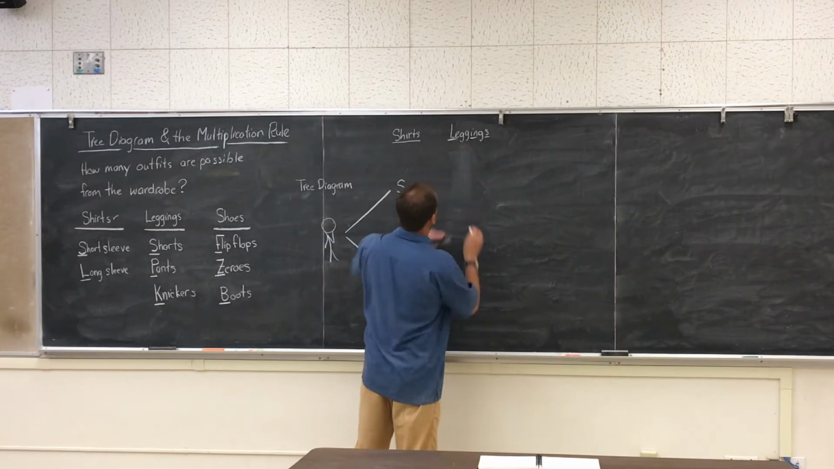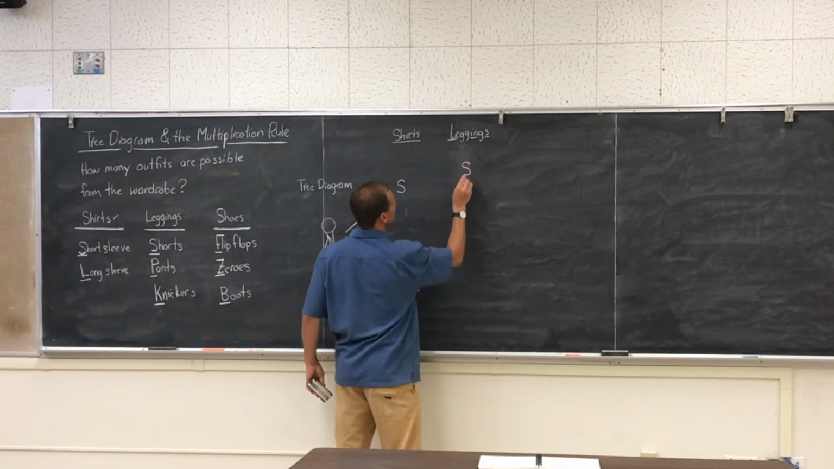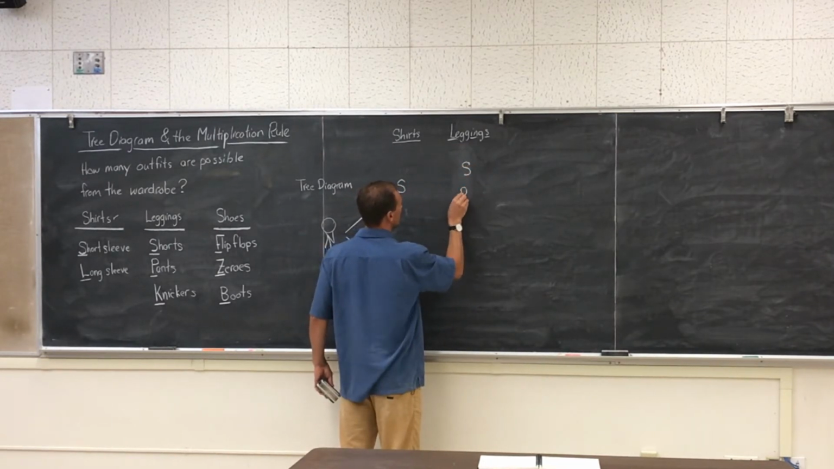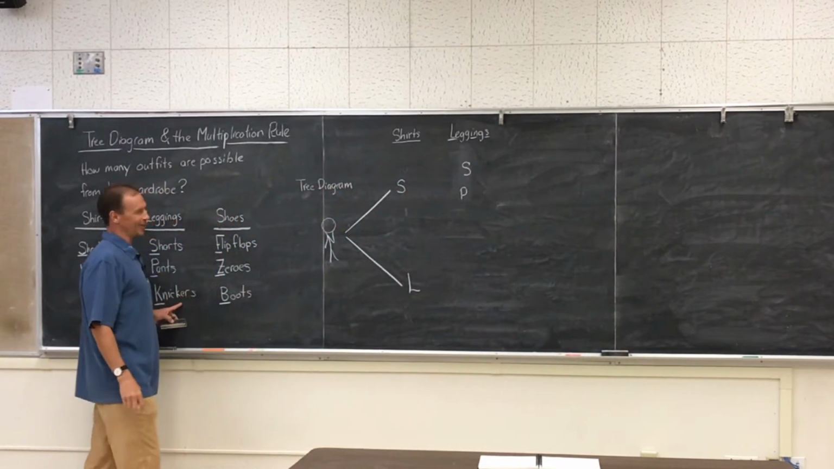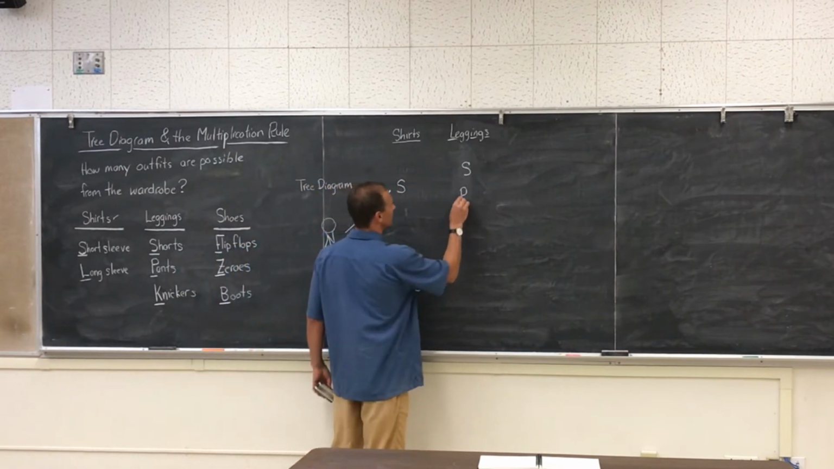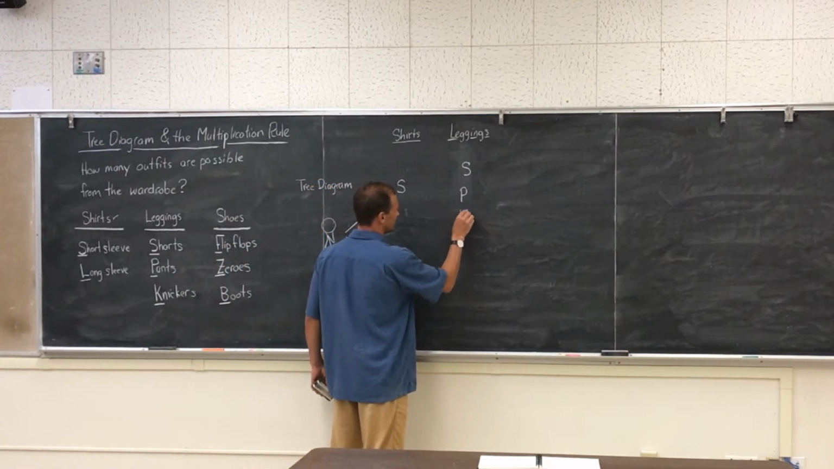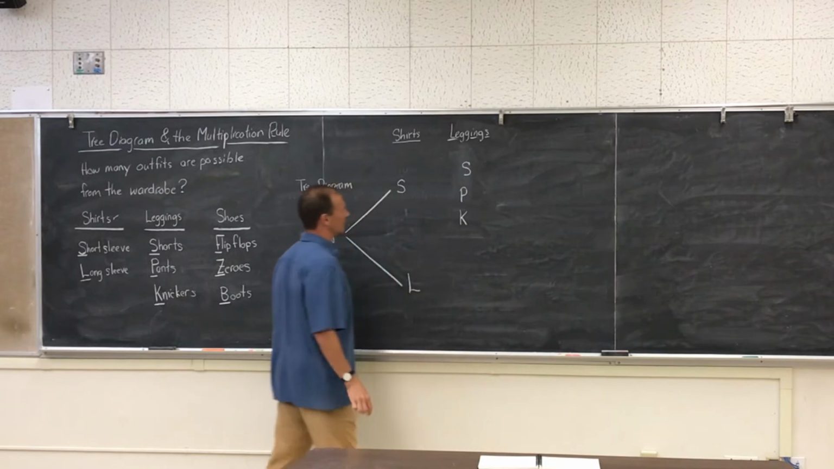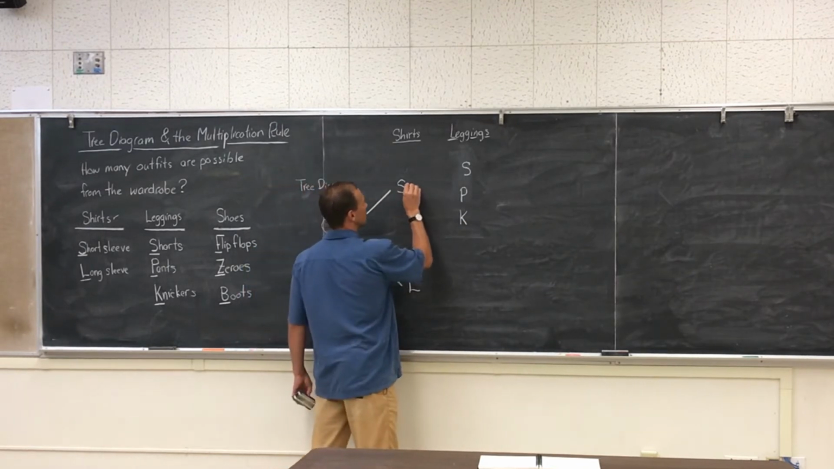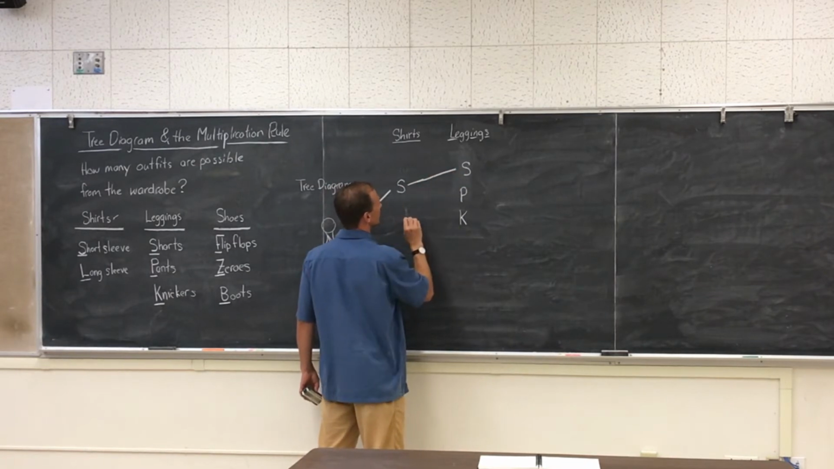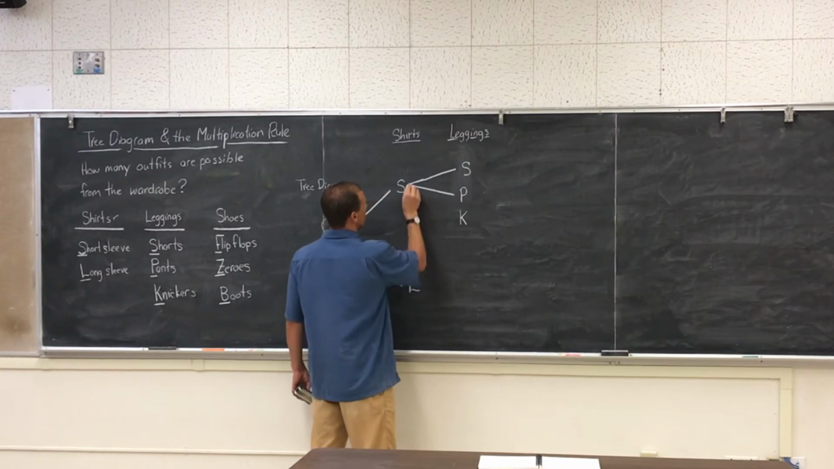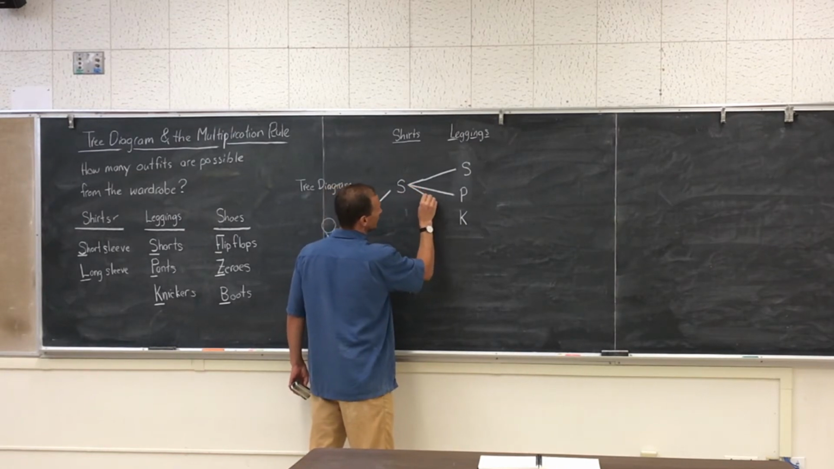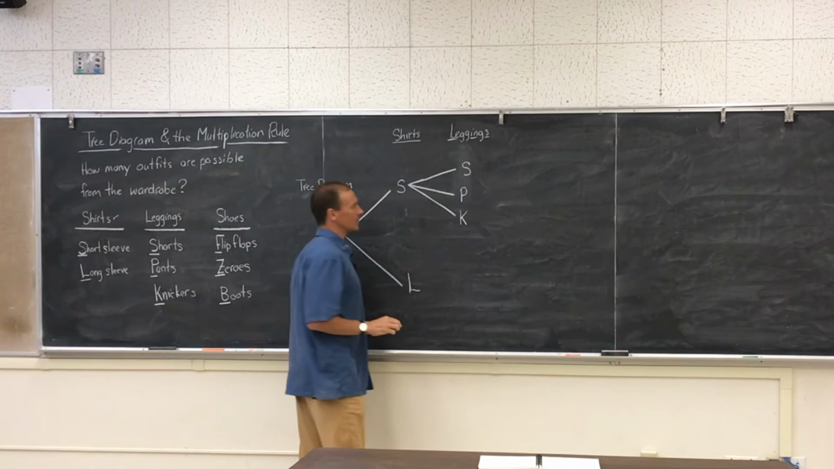Oops, sorry, that's going to get really tight. Shorts. Might wear pants. But you know what? I could put on my knickers. So, pants, knickers. Okay, so I could be wearing shorts. I could put on a short sleeve shirt with shorts. I could put on a short sleeve shirt with pants. Or I could wear a short sleeve shirt with my knickers.